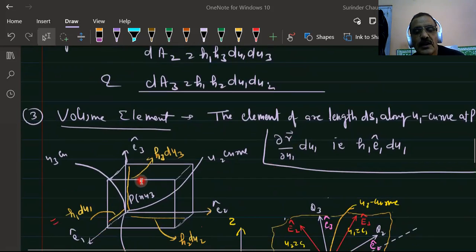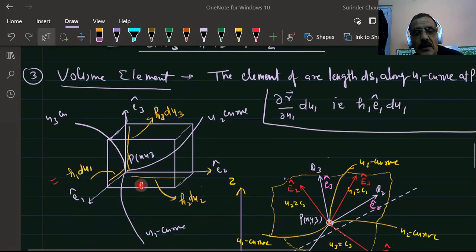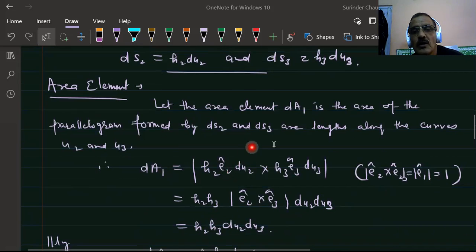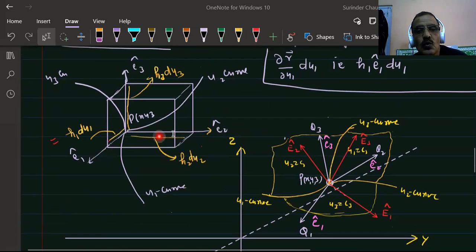Which area is this? dA1 is the area along the curves, which curves? The u2 and u3 curves. So this is the u2 curve, and this is the u3 curve. With this length and this length, the component is very small. It is equal to this length times the unit vector along this direction. They're very small at point P. So this length is along this unit vector of the u2 curve, and this length is along the u3 unit vector.